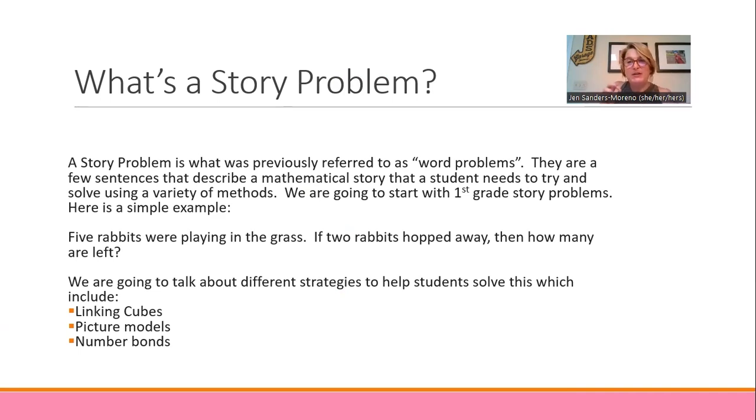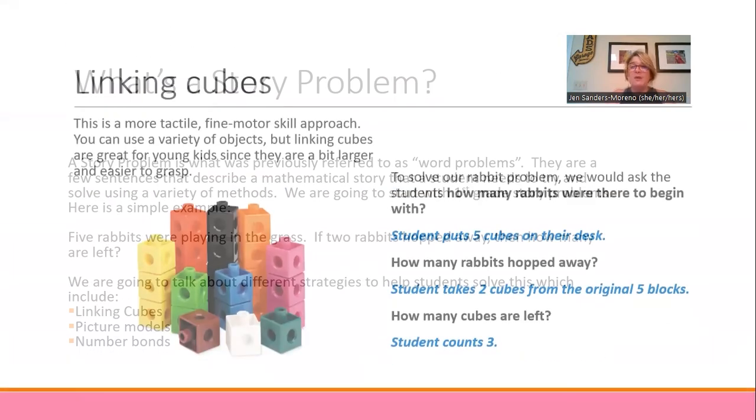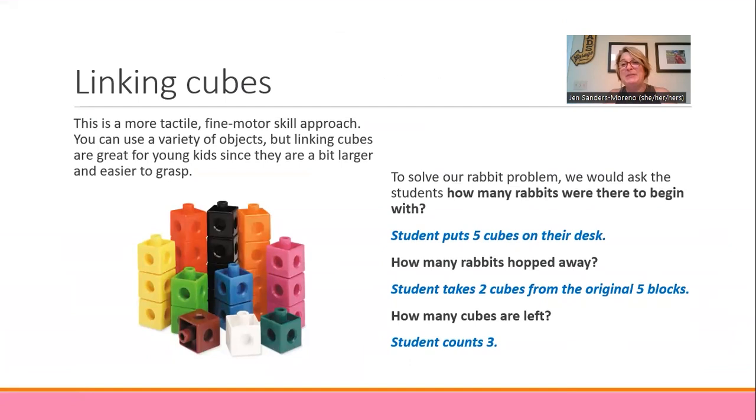So we want to talk about different ways to visualize this. So the first is linking cubes, the second is picture models, and the third, number bond. Okay, so let's talk about these linking cubes. Sometimes I call them interlocking blocks, but honestly, if you want to search them, they're called linking cubes.